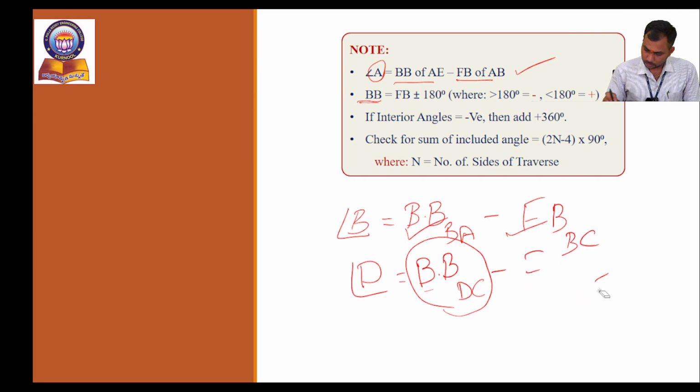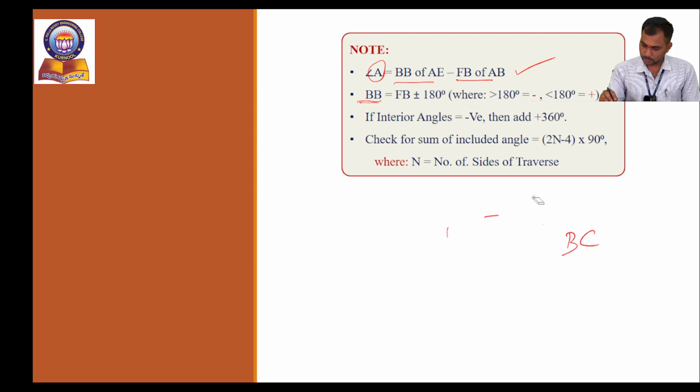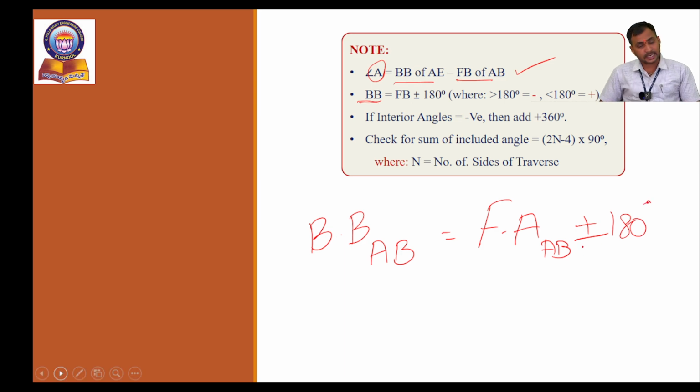For example, if you are going to calculate the back bearing of AB, the formula you have to apply is the fore bearing of AB plus or minus 180 degrees. What is this plus or minus 180 degrees? In our question, it is the fore bearing of AB.